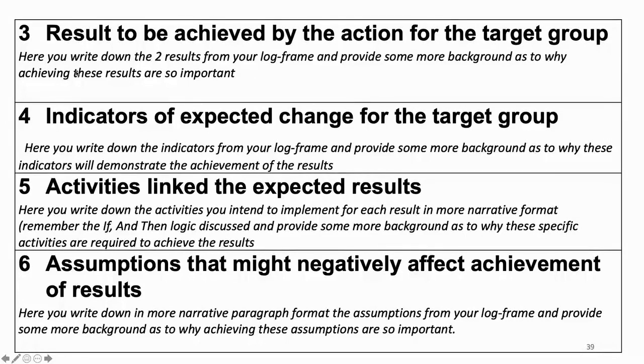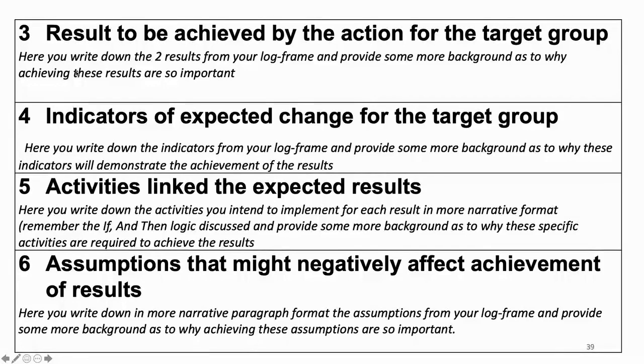Here we now move to a more narrative writing style. You've got half a page to write about these indicators. There are indicators for your results. There are indicators for each of your activities. So you can now write a nice half-page narrative on why these indicators will clearly indicate and measure the expected change for the target group.